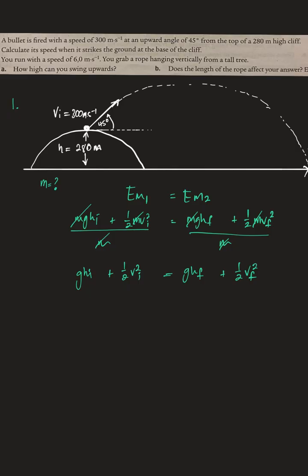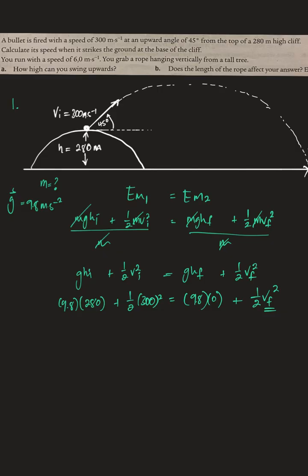Let's fill in what information we do have. When I start off this setup, I'm at a height, and I've got 9.8. So don't forget your g value of 9.8 meters per second squared, multiplied by the height, which was 280, plus half the V initial, which was 300 meters per second, squared. That is equal to, now the height at the bottom was 0, so that's 9.8 multiplied by 0, plus half VF squared, because we're looking for that VF.